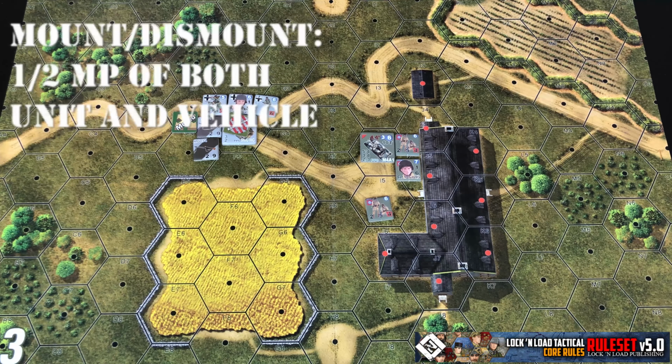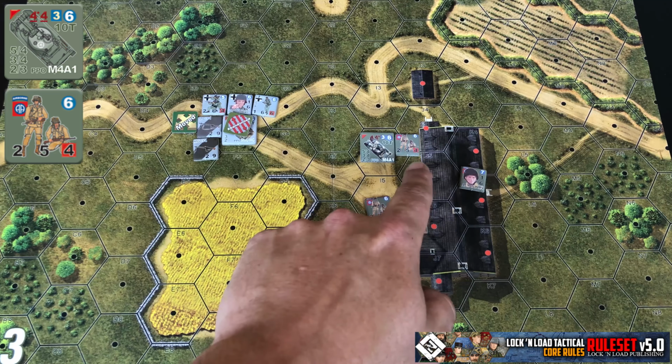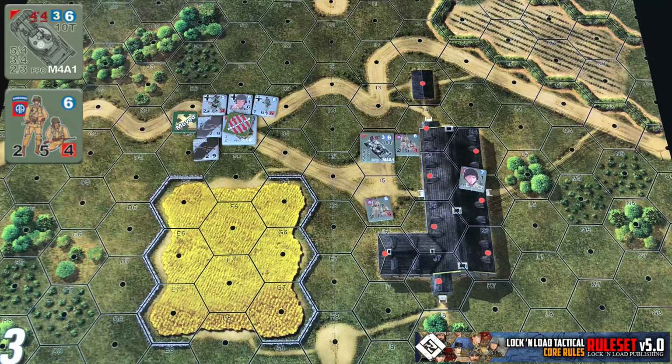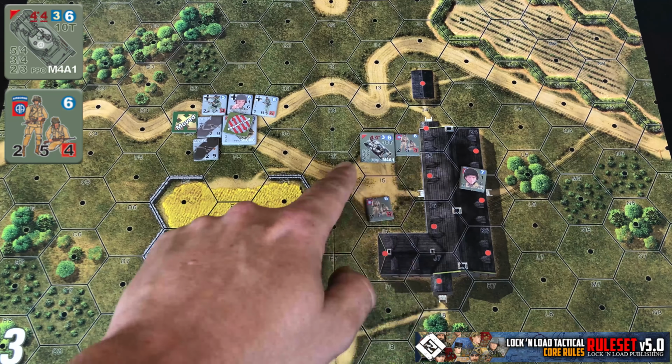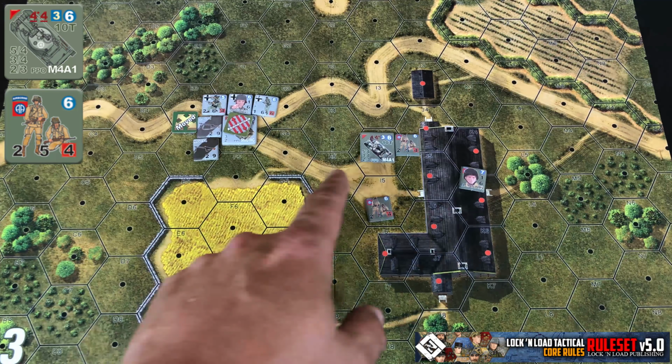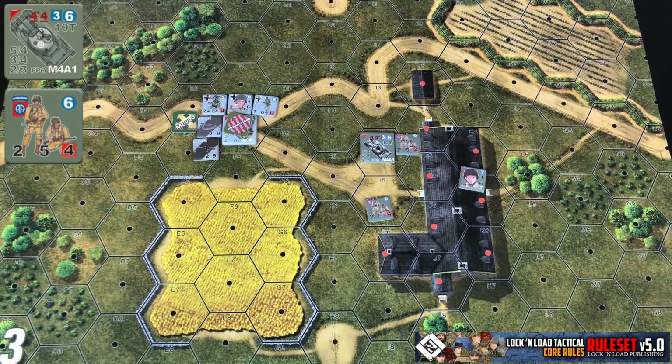Now, when you're mounting or dismounting a vehicle, it's going to take 1/2 of the movement points of the unit that's loading and the vehicle itself. So, take for example our Sherman tank here. If this squad were loading on top of the Sherman tank, they would spend 1/2 of their movement points, 2, and the tank would spend 1/2 of its movement points, so 5 for the squad to load on top of them. Mounting a vehicle is going to activate that vehicle for the impulse.